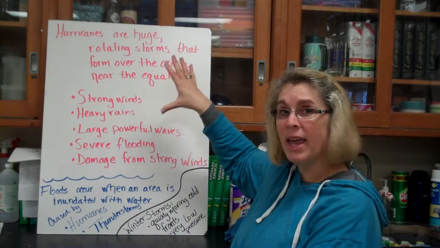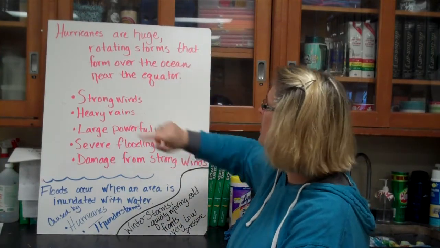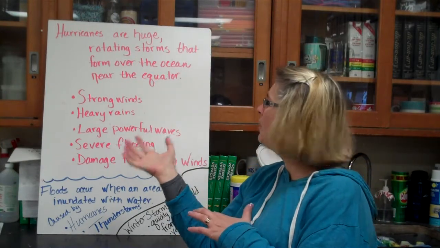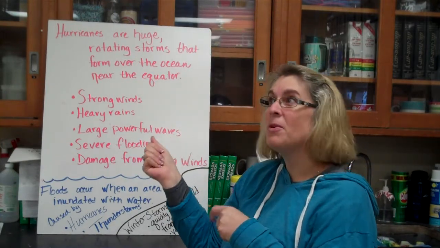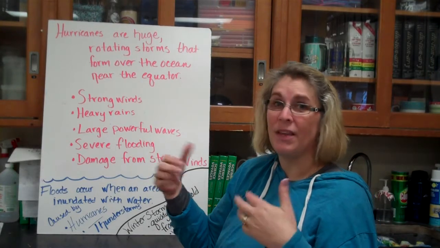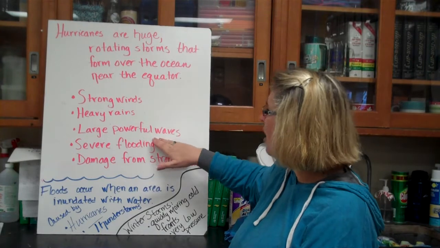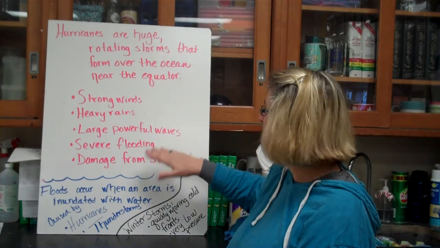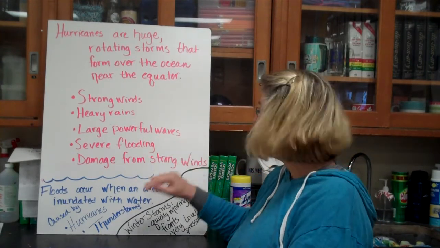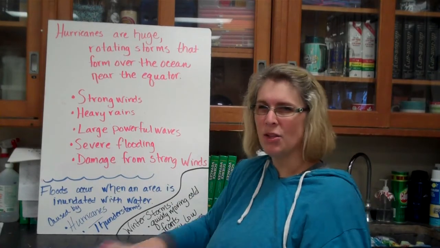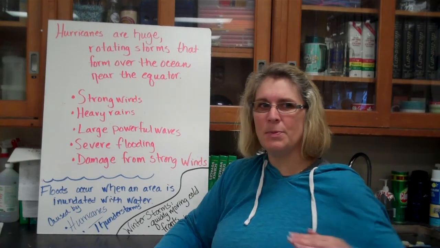You also have hurricanes that we've looked at quite in detail. They are huge, rotating storms that form over the ocean near the equator. And we remember that as they hit landfall, they tend to die down. They cause strong winds, heavy rains, and large, powerful waves that we call storm surges that can cause severe flooding and damage from strong winds.